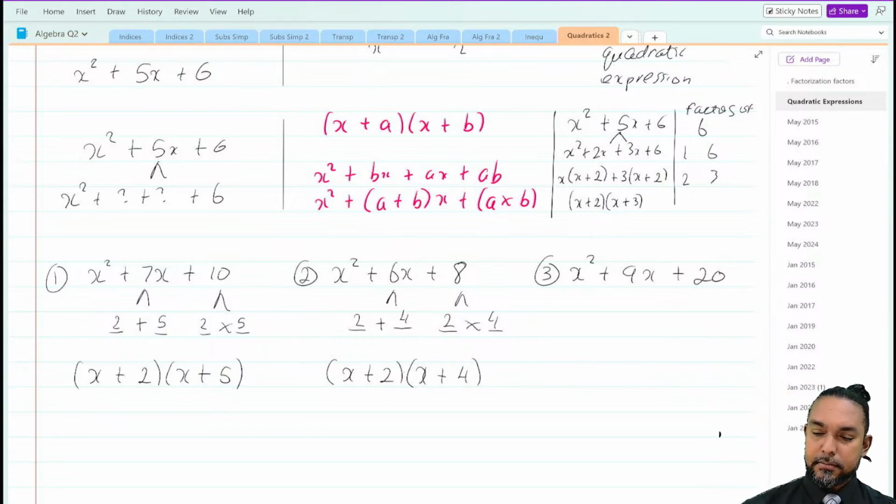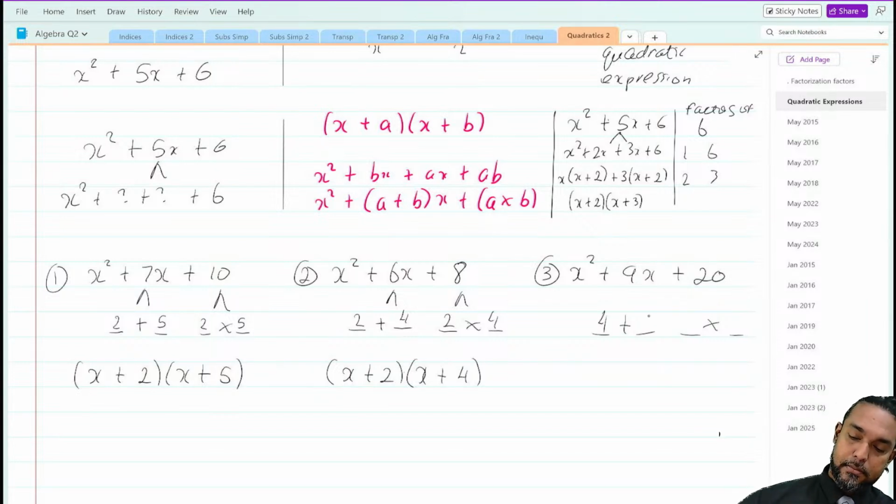Right. What about 9 and 20? Is there a pair of numbers that when I add them, give me 9, and when I multiply, give me 20? What are the factors of 20? 1 by 20, 2 by 10, and 4 by 5. 1 plus 20 is 21, that's not 9. 2 and 10 is 12, that's not 9. 4 and 5, however, is 9.